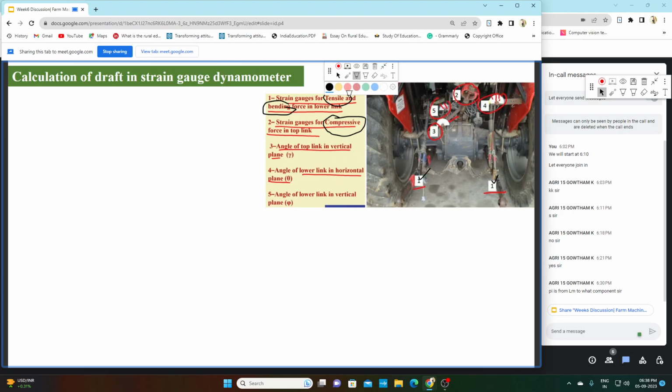One is tensile force and another one is bending force, and we are using a strain gauge for the top link to measure compressive force. Okay, so these are the three strain gauges we are using.